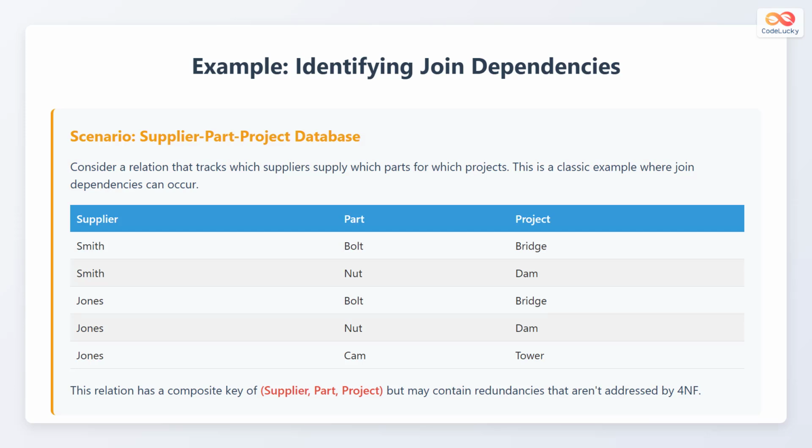Here is a table with columns for supplier, part, and project. We have data for Smith, Jones, bolt, nut, bridge, dam, and tower. This relation has a composite key of supplier, part, and project, but may contain redundancies that aren't addressed by fourth normal form.